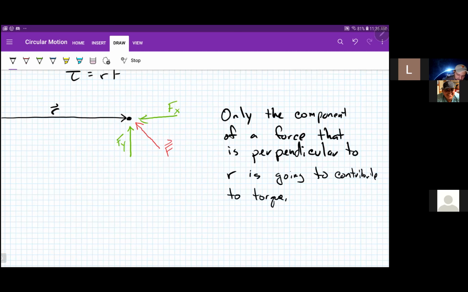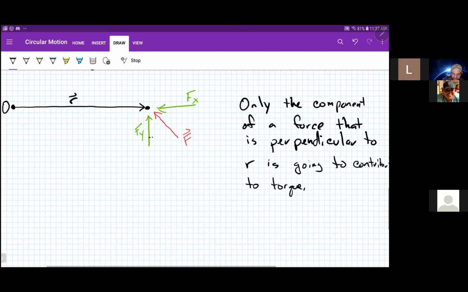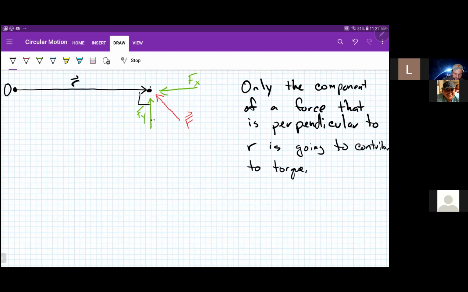All right, so in this case, only Fy would contribute to my torque. Fx will do nothing. Why? Because it's at 0 degrees from R. The sine of 0 is 0, so there's no torque caused from Fx. But this one's at a 90-degree angle. Really, I should do it this way. It's at a 90-degree angle there, so it will cause a torque. So just remember that Fx is parallel to R, so it's causing no torque. Fy is perpendicular to R, so it's the only one of the components that is contributing to my torque.